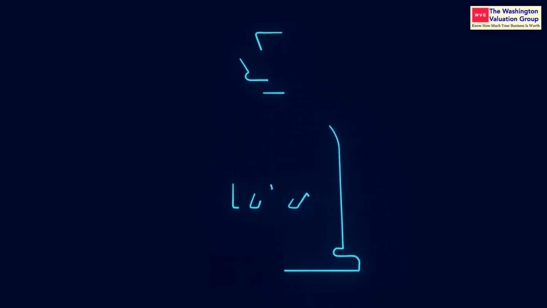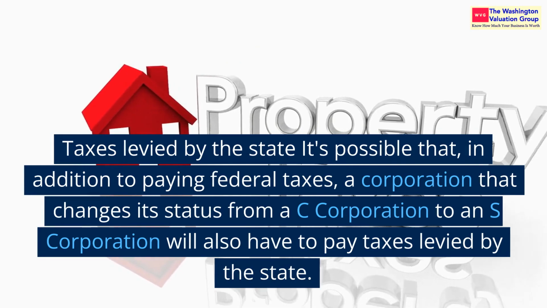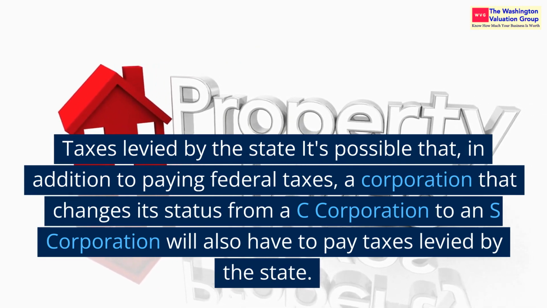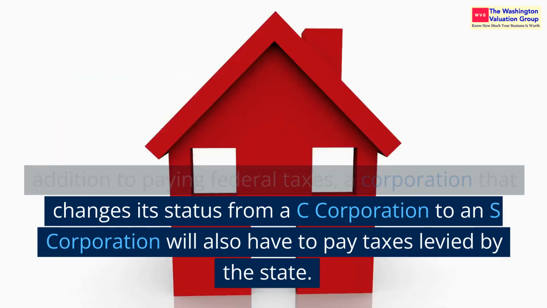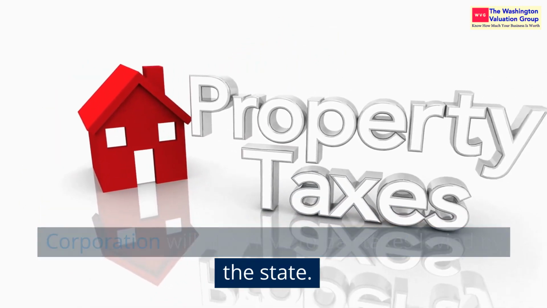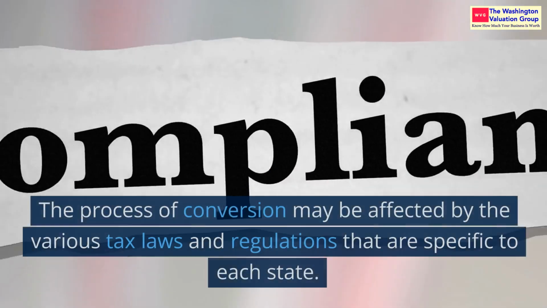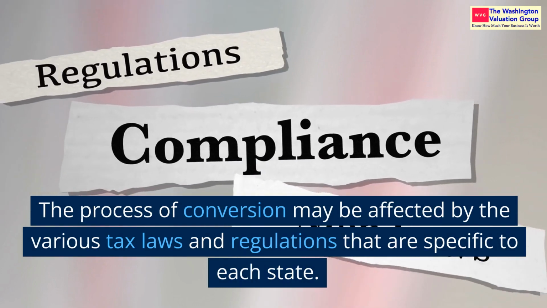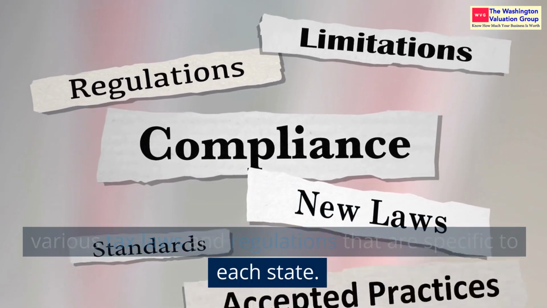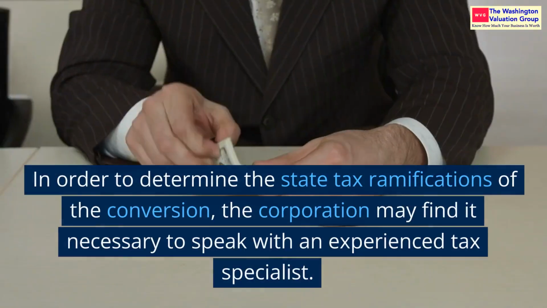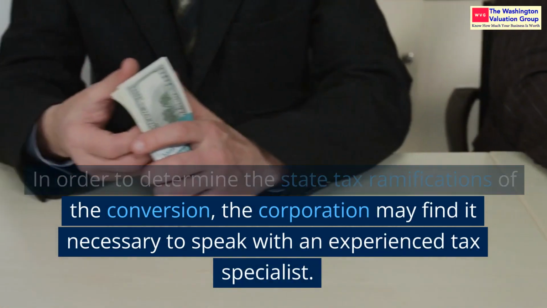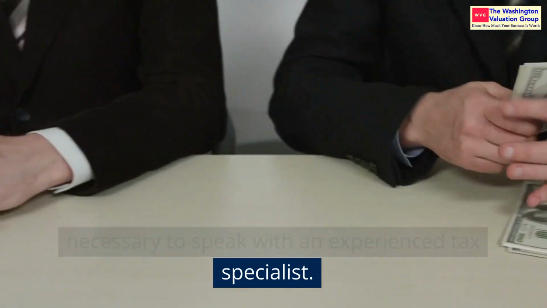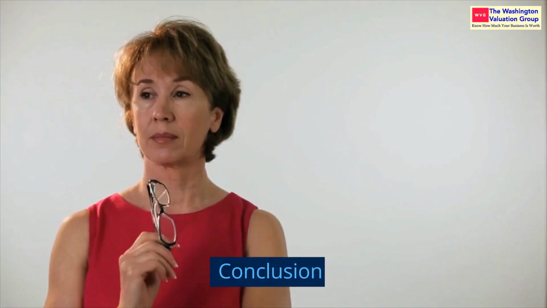State taxes. It's possible that, in addition to paying federal taxes, a corporation that changes its status from a C corporation to an S corporation will also have to pay taxes levied by the state. The process of conversion may be affected by the various tax laws and regulations that are specific to each state. In order to determine the state tax ramifications of the conversion, the corporation may find it necessary to speak with an experienced tax specialist.